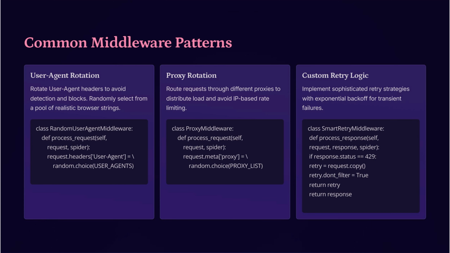Random user agent middleware rotates user agent headers to prevent detection by selecting from a pool of browser strings. Proxy middleware routes requests through various proxies to distribute load and avoid IP rate limiting. Smart retry middleware implements custom retry logic with exponential backoff for handling transient failures, ensuring robust and efficient scraping operations.